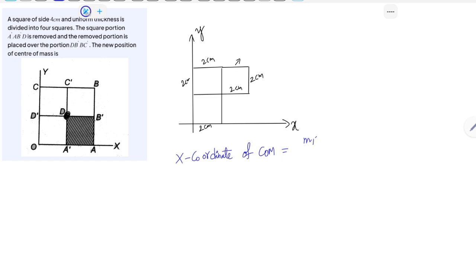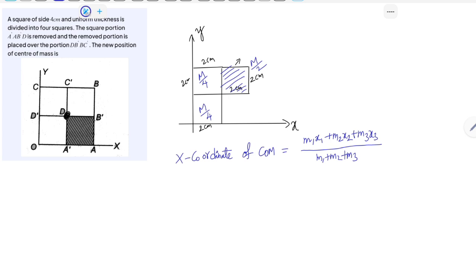So the formula for this is m1 x1 plus m2 x2 plus m3 x3 whole divided by m1 plus m2 plus m3. Now when you split the square plate into 4 equal squares, each will have same mass. So this square has a mass of m by 4 and this square also has a mass of m by 4, but here in this region there are two plates, one over the other, therefore the mass is m by 2. Now if you add all the masses, you will get total mass as capital M.